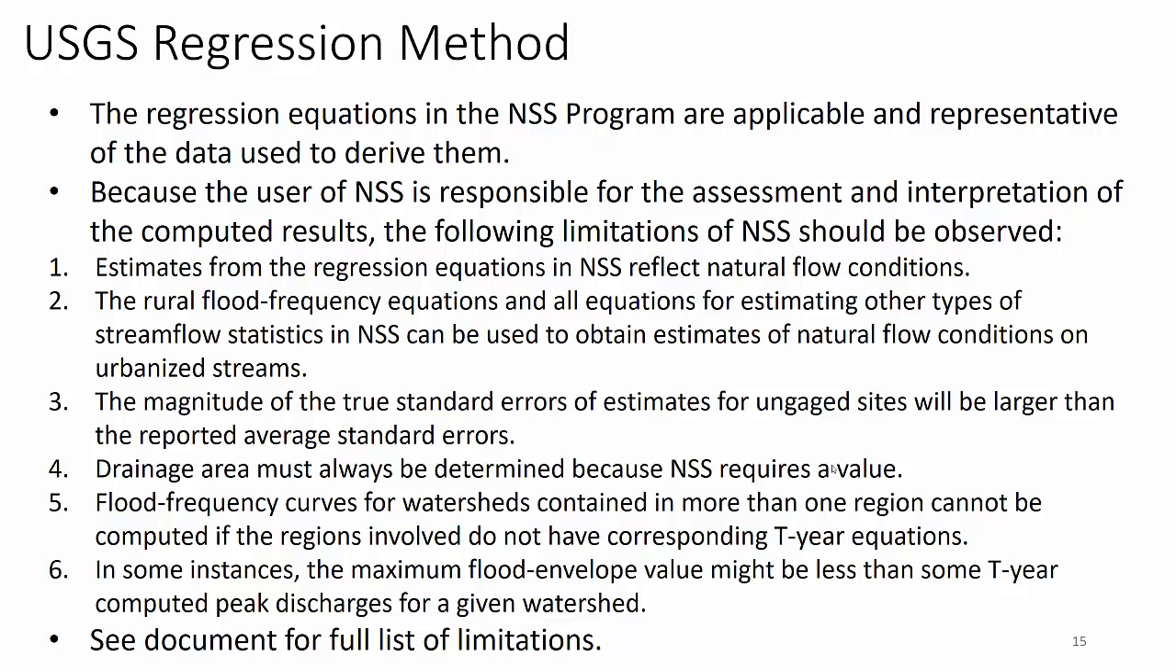Flood frequency curves for watersheds contained in more than one region cannot be computed if the regions involved do not have corresponding T-year equations. Now, fortunately, almost all the regions we work in have those. In some instances, the maximum flood envelope value might be less than some T-year computed peak discharges for a given watershed. It may underestimate them a little bit, and that has to do simply with the allocation of flow based upon watershed area. So see the document for full limitations.